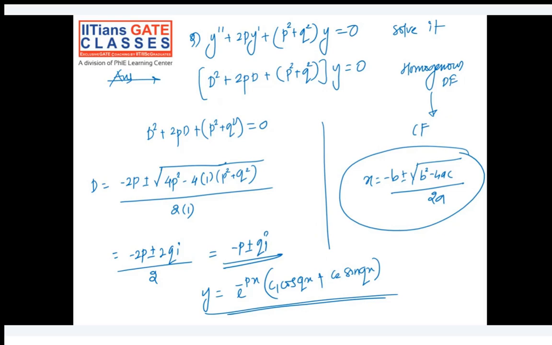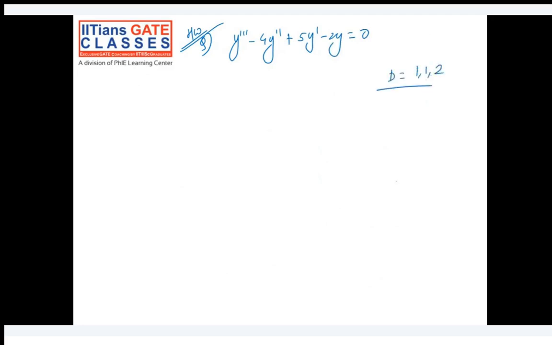I'll give you one or two questions for homework. You solve it during your free time. Y triple dash minus 4y double dash plus 5y dash minus 2y equal to 0. Here the values of d you will get as 1, 1, 2. Okay, this is your homework question. You try it. So CF will be equal to C1 plus C2x e to the power x, because it's a real and repeated root, which is 1, plus C3 e to the power 2x, which is a distinct root.